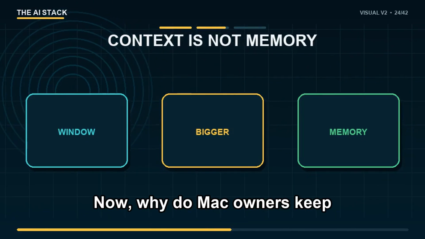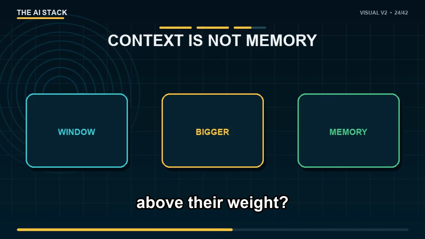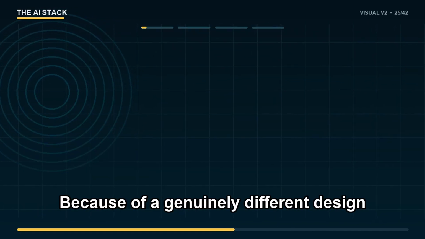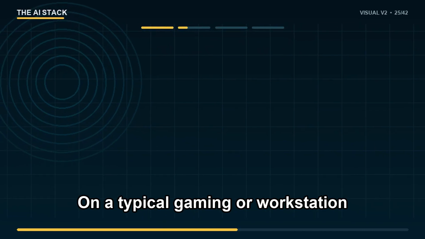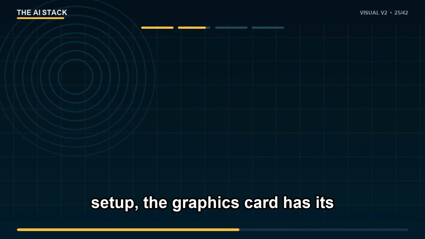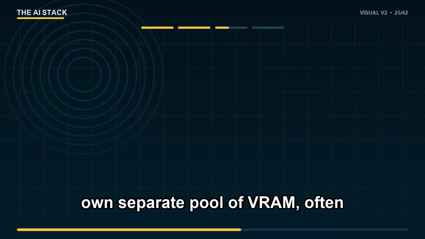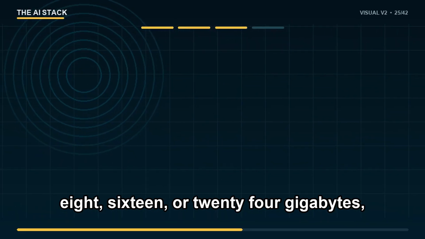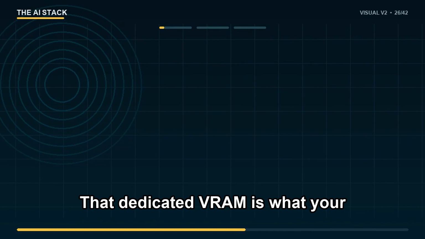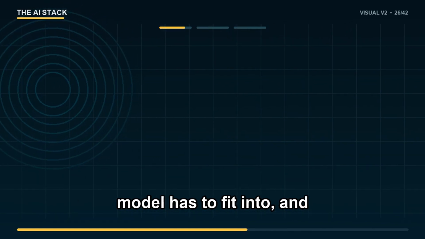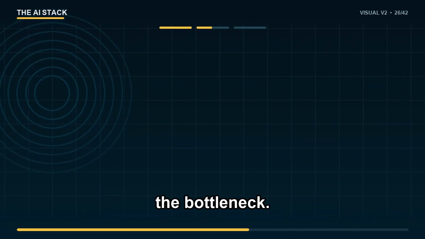Now, why do Mac owners keep showing up in these conversations punching above their weight? Because of a genuinely different design called unified memory. On a typical gaming or workstation setup, the graphics card has its own separate pool of VRAM, often 8, 16, or 24 gigabytes, walled off from the computer's main system memory. That dedicated VRAM is what your model has to fit into, and on consumer cards it is often the bottleneck.